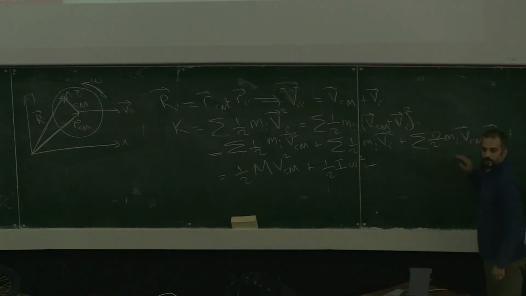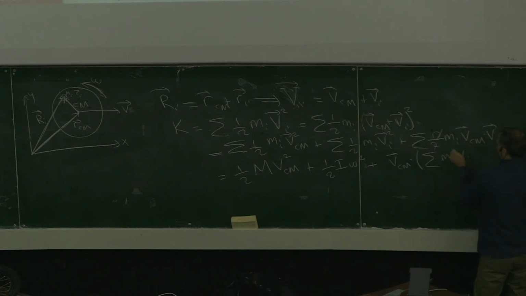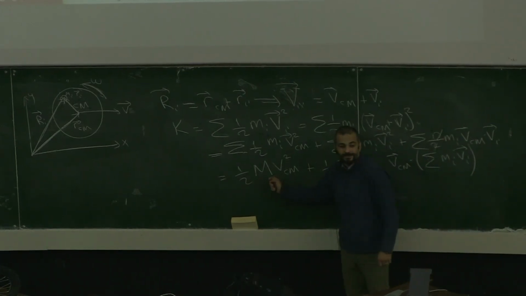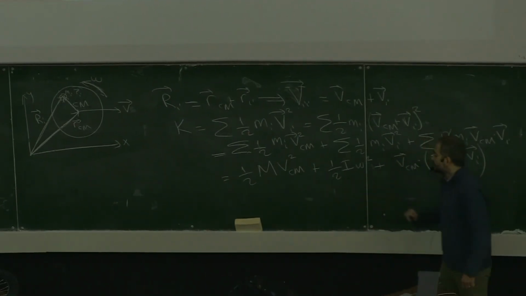The only complication is this one. Now, what to do with this one? Let's just look at it. V center of mass is a constant. These two cancel each other. So I have V center of mass, scalar product with the sum of mi vi. The first two terms are kind of nice. I have the translational motion of the center of mass, so there is a corresponding kinetic energy. My system is rotating around the center of mass, so there is a rotational kinetic energy. This is what we could have guessed.